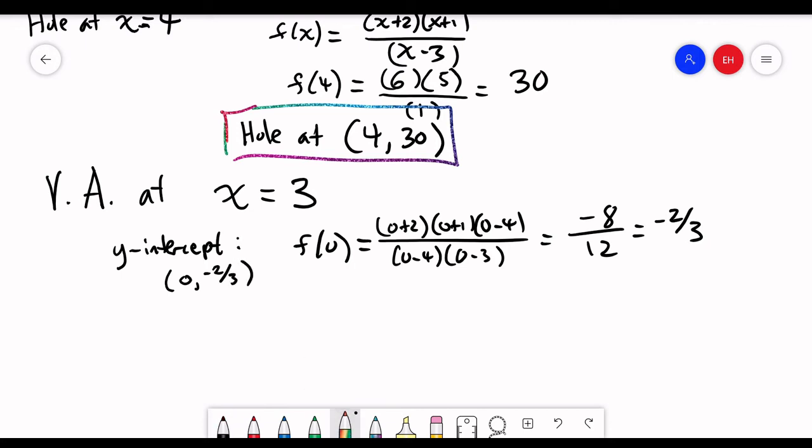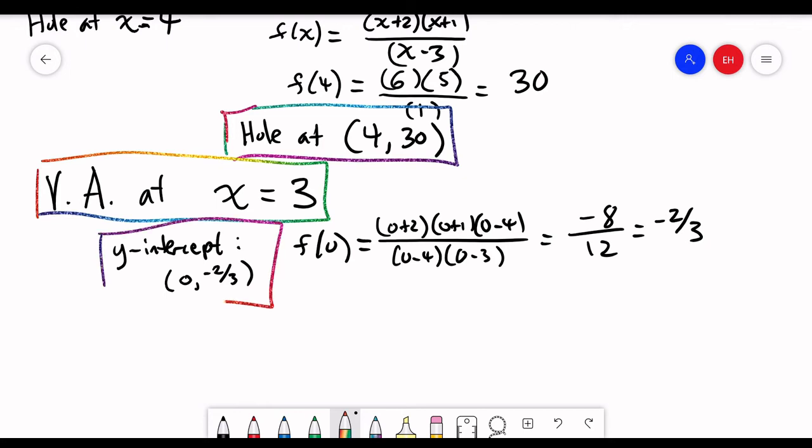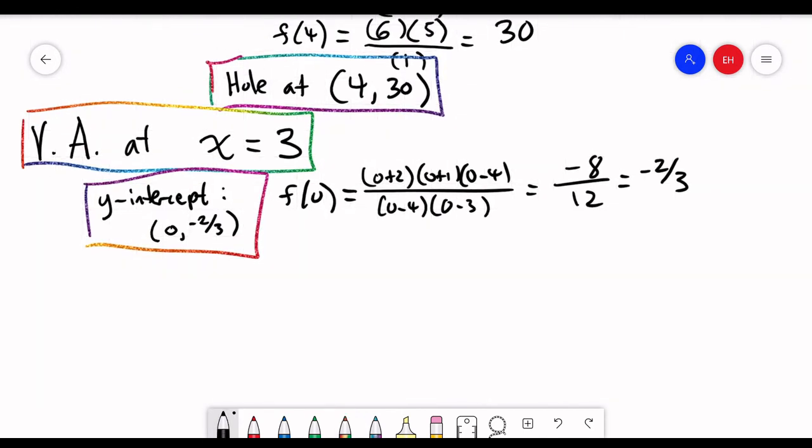All right, I'll go ahead. Oh, I forgot to highlight the vertical asymptote. That's important. All right, y-intercept. And then the last thing for using the zeros is the x-intercept. And where is a fraction going to be 0?